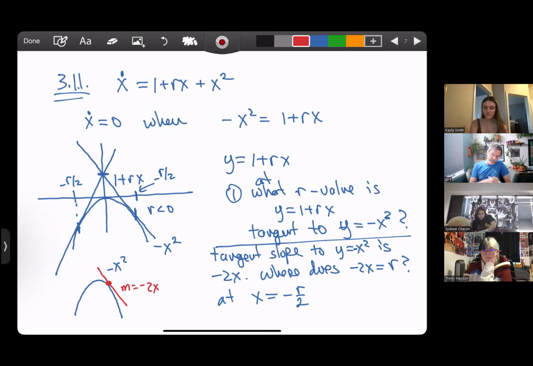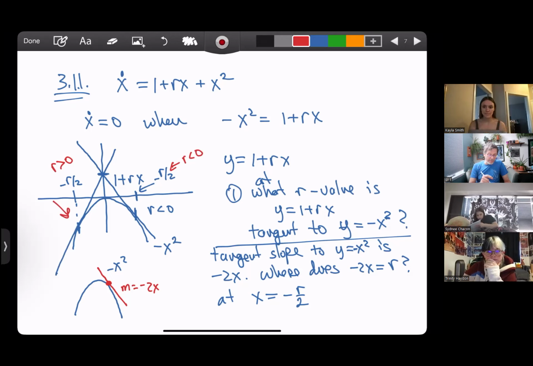And so r can be positive and r can be negative. This is when r is less than 0, and this is when r is greater than 0 over here. But that's the moment of bifurcation. So I actually have two different bifurcations that occur in this system. One is at a positive value of r, and one is at a negative value of r.